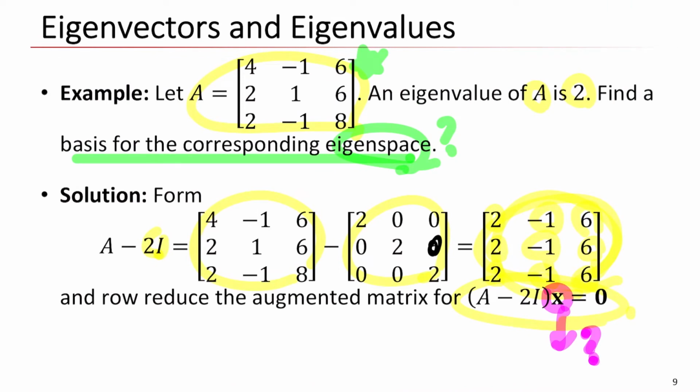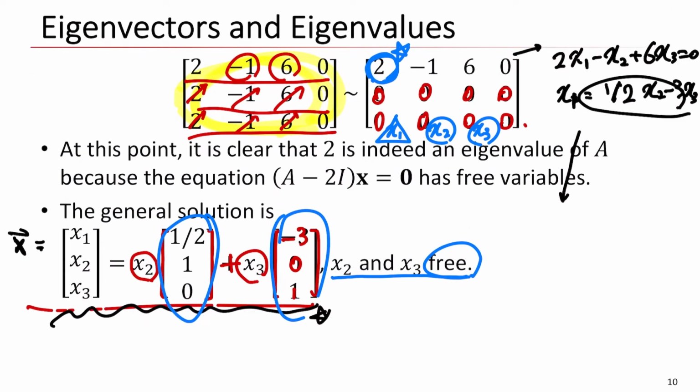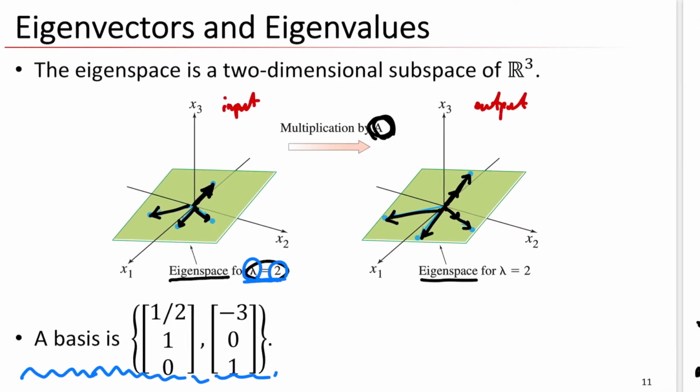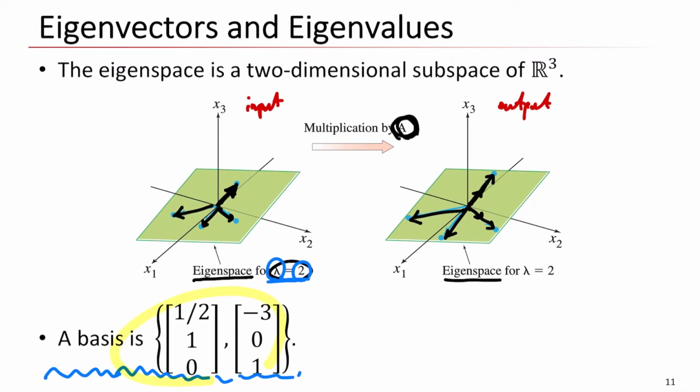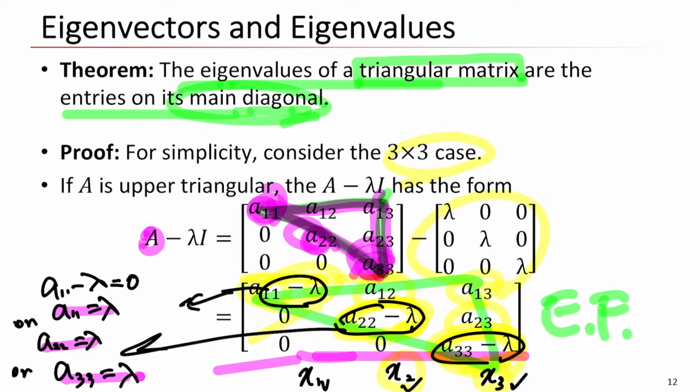Then we can extend this concept to higher-dimensional cases, for example the 3x3 case. We can also find the solution for this equation, something like this, right? So you have the basis for the eigenspace. There was one more theorem: the eigenvalues of a triangular matrix are the entries on its main diagonal.